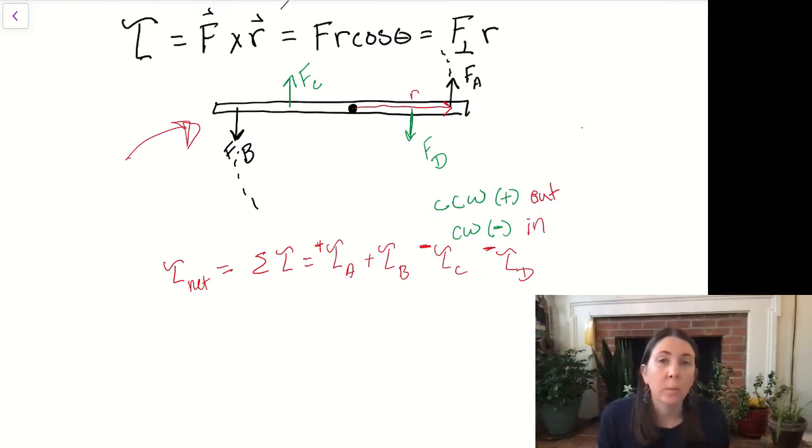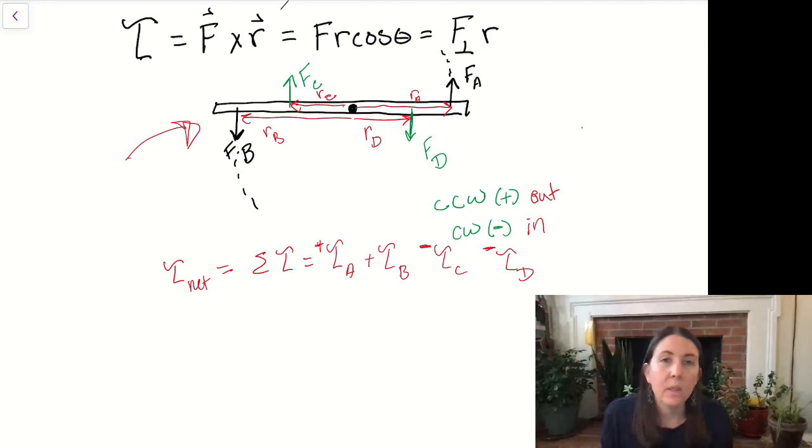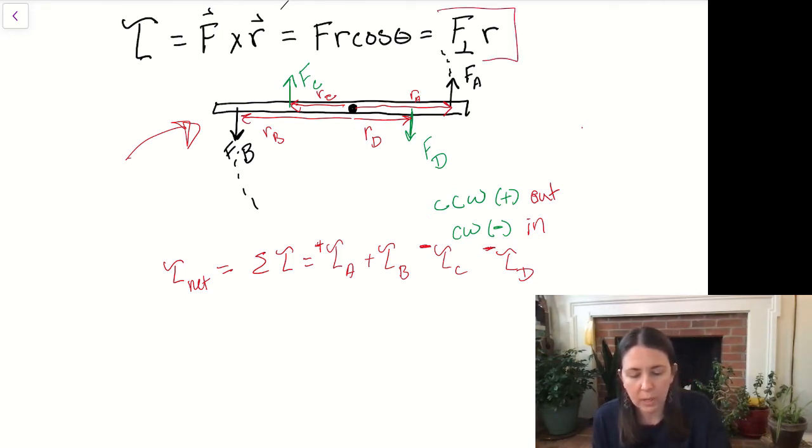Then you can find the torque by taking the magnitude of the force times the distance from the lever arm, or from the axis of rotation. In this case, this would be the radius of A, this would be the radius of D, and then we have RB and RC. Now, in this case, all of these angles are 90 degrees, or all of these forces are already perpendicular to the lever arm, so we can just calculate our torques using F times R.